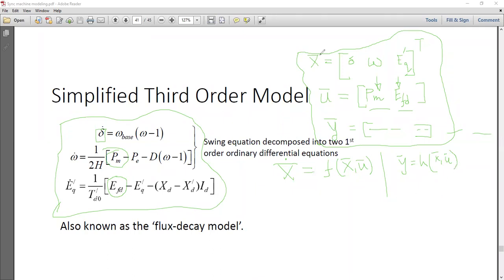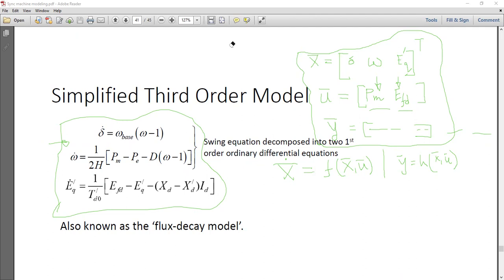So now let's see whether this representation is possible or not in this form, whatever form we have. So let's start from these three equations. The topmost equation, for delta dot.